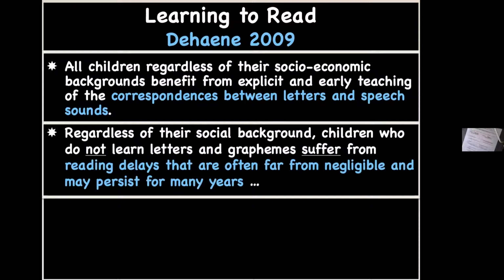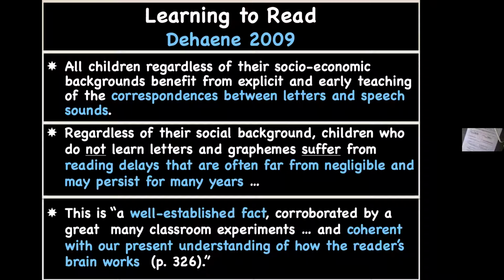Regardless of their social background, children who do not learn letters and graphemes suffer from reading delays. Have you ever met a kid who decided he wasn't going to learn to read when he went to school? I mean, what would be in it for him not to? They suffer from reading delays that are often far from negligible and may persist for many years. And they get worse, they don't just go away. This is a well-established fact corroborated by a great many classroom experiments and coherent with our present understanding of how the reader's brain works.